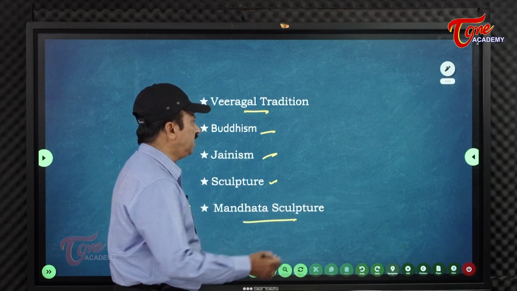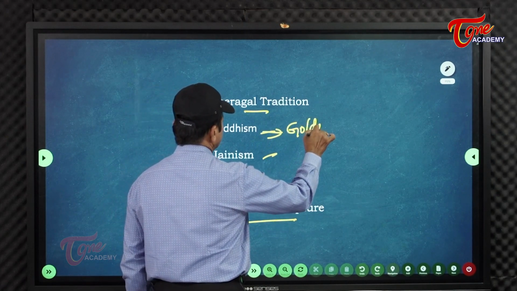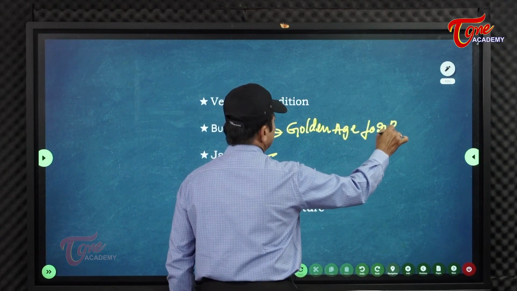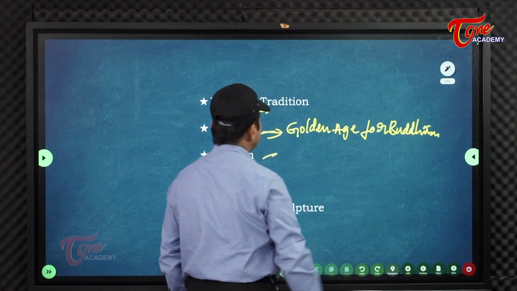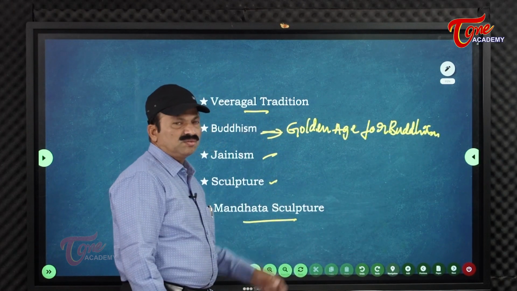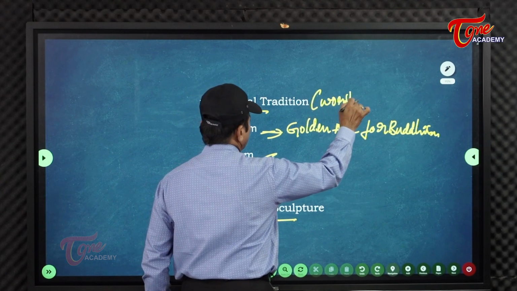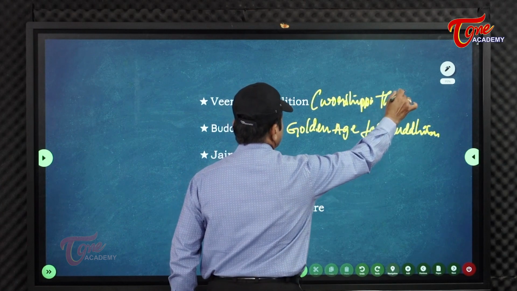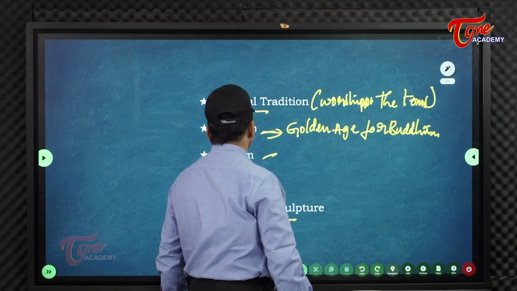This is the golden age for Buddhism, we are calling it. Golden age for Buddhism. Viragal tradition means worshipping the tombs of dead soldiers. That is called Viragal Puja.